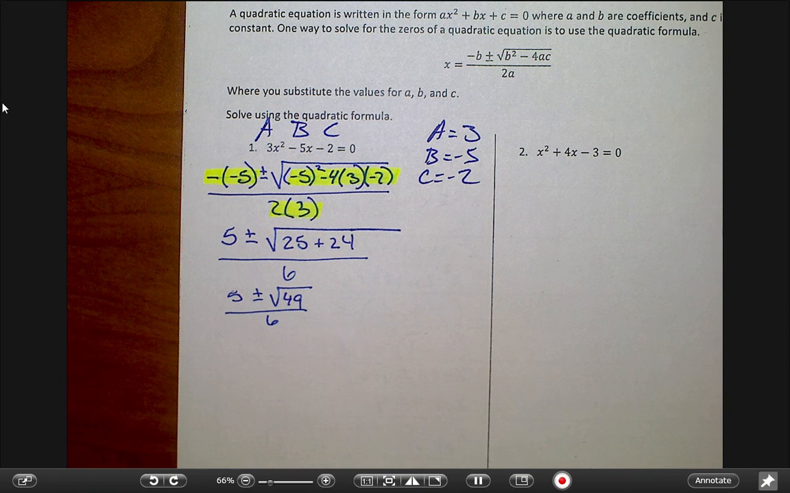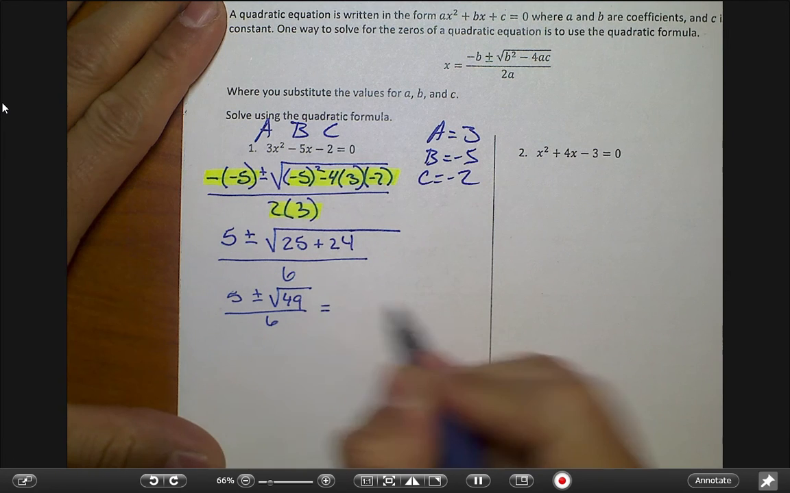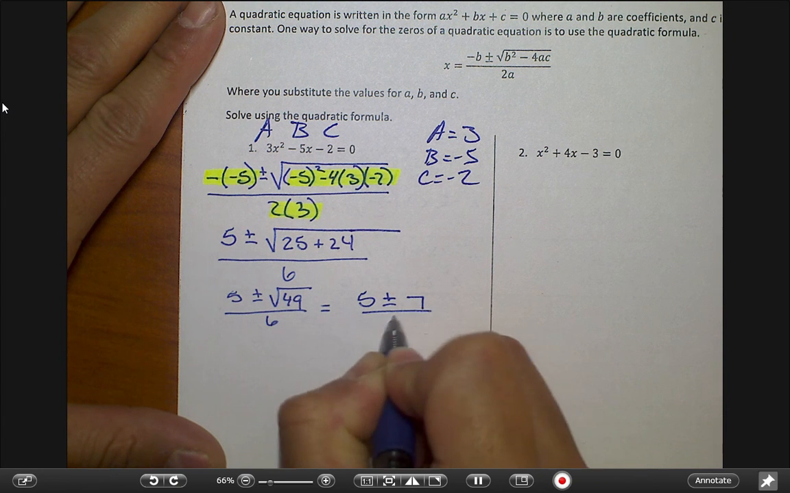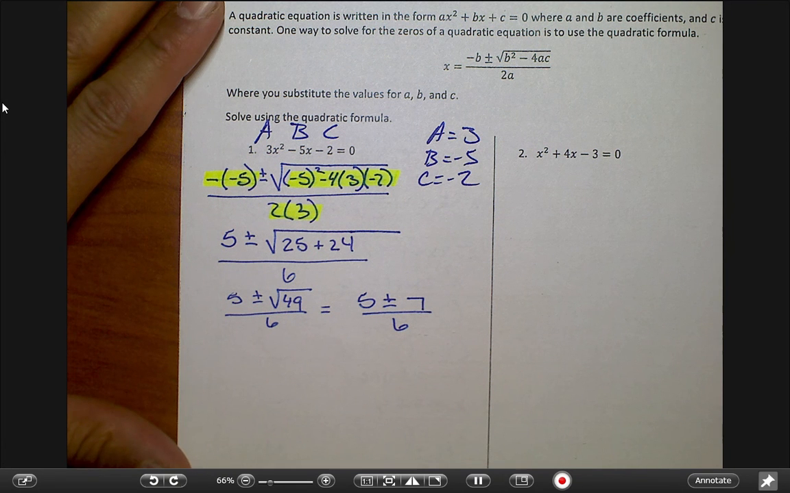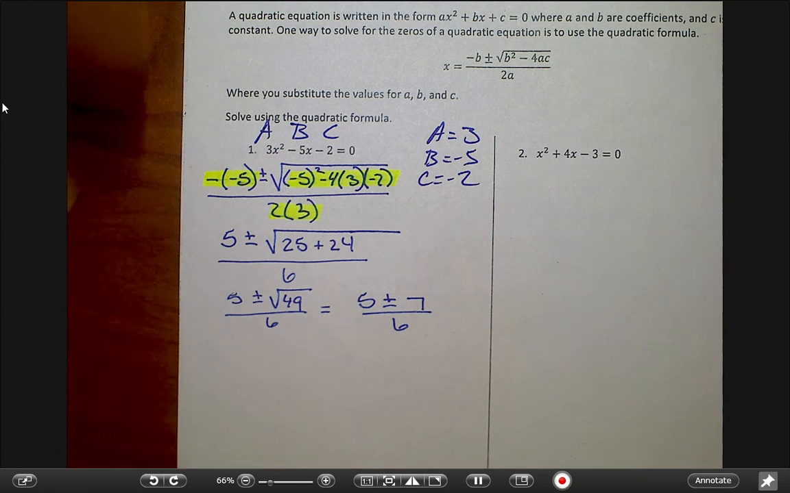Is 49 a perfect square? Yeah, it is. It's 7 times 7. So that is a perfect square. So we're going to write this out. That's 5 plus or minus 7 over 6. What if it doesn't have a perfect square? Then you just leave the radical. Yeah. So just leave the radical.